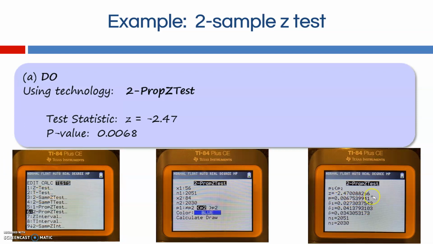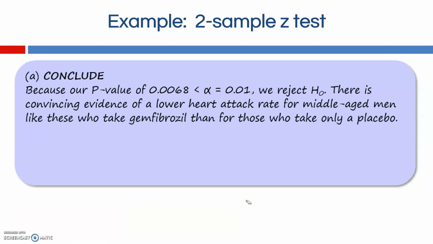So again, it's right down here. Just make sure you know the difference between all the P's here. So many different P's in statistics. And again, look at all the inputs and look at how everything was entered on the calculator, and be very careful. These numbers have to be total numbered counts. All right, so in conclusion, because our p-value of 0.0068 is less than alpha equals 0.01, we reject the null hypothesis. There is convincing evidence of a lower heart attack rate for middle-aged men like these who take gemfibrozil than for those who take only a placebo. So these are the kind of statistical tests that are used when approving medications and seeing if they're actually effective or not.